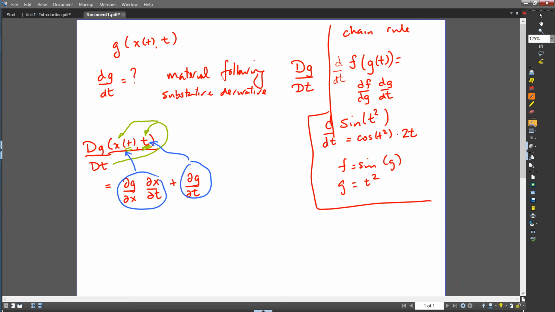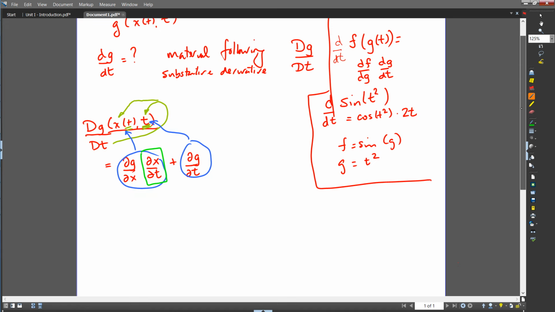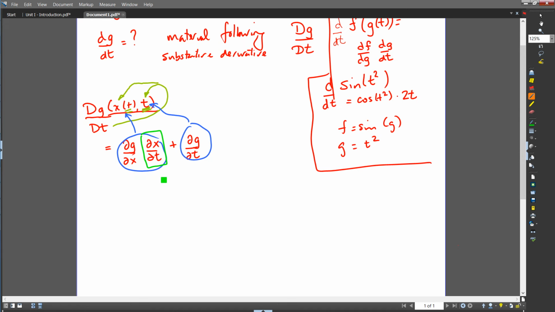Now, let's look at this dx dt term, or partial x partial t term here. Remember that x is the position of the fluid particle. So dx dt is just the rate of change of position of that fluid particle. And what's that? Well, that's just equal to the x component of the velocity of that fluid particle. So if I make that substitution, I can write this as v_x partial g with respect to x plus partial g with respect to t. And that is the substantive derivative.